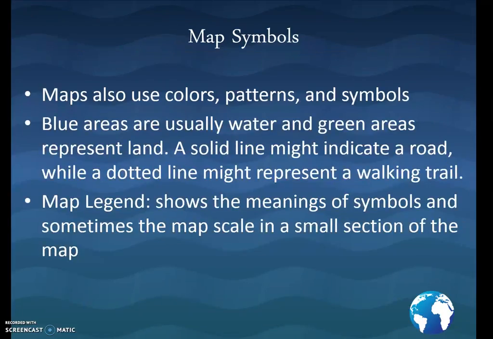So the last thing we're going to mention for today is map symbols. If you see a map, there are colors, patterns, and symbols that represent different things. For example, blue areas usually represent water, whereas green areas usually represent land. A solid line might indicate a road, whereas a dotted line might be a trail. Oftentimes at the bottom of a map, there'll be a map legend that shows the meanings of symbols, and oftentimes the scale will be in the legend as well.